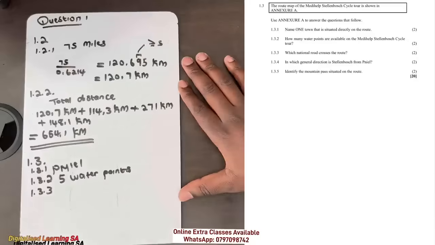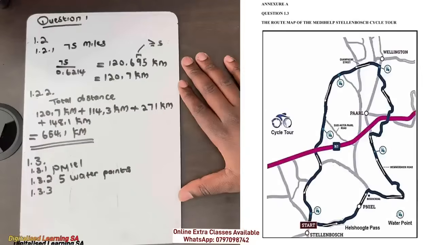Question 1.3.3 says, which national road crosses the road? So we all know that the national road is represented by N. So once you see N on the road, it means that the N stands for national. So in this case, you can see that the N1 passes through the route. So the answer will be N1.